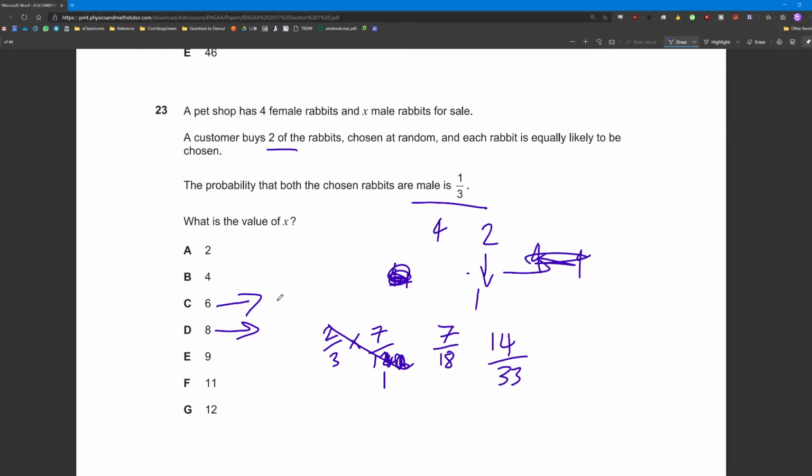So now let's guess with 6. With 6 male rabbits, you have 6 over 10 to choose the first male, and then 5 over 9 to choose the second male. Cancel, and we get 6 over 18, which is 1/3. Excellent. So the answer is 6.